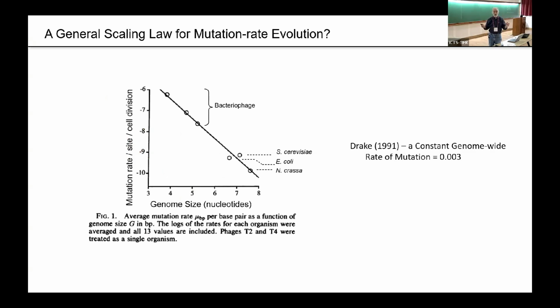So that's the theory, and we want to start thinking about how this fits with the data. It was 33 years ago, if we're in 2024, that Jan Drake wrote this paper in PNAS summarizing everything we knew about mutation rates. And there it all is.